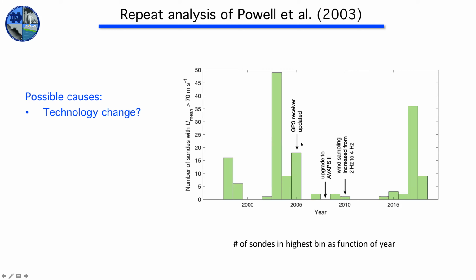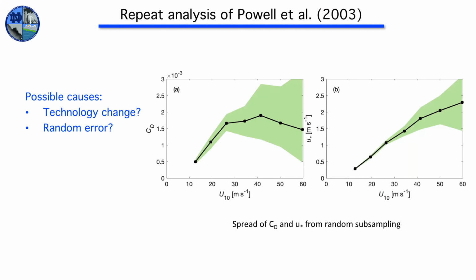So the GPS receiver was updated in 2005. The system was upgraded to AVAPS 2. The wind sampling was increased from 2 to 4 hertz, although this doesn't really affect what we're doing because we still use the pressure; the geopotential height is gotten from the measurement. But the sondes had actually been updated, and so perhaps this could be it. This is more or less speculation or hypothesis at this point. Probably more likely is just random error.